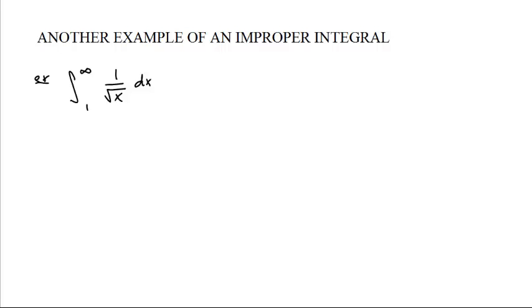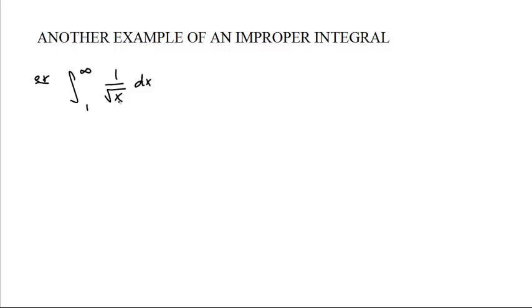And now for another example of an improper integral. Suppose we have the integral from 1 to infinity of 1 over square root of x. Now, clearly the infinity is a bad point. It's not a real number. You can only approach infinity. You can't actually work with infinity.